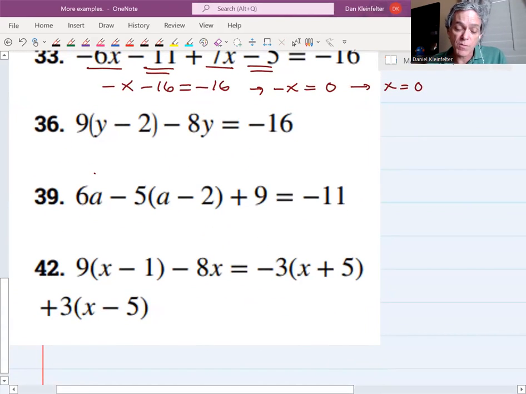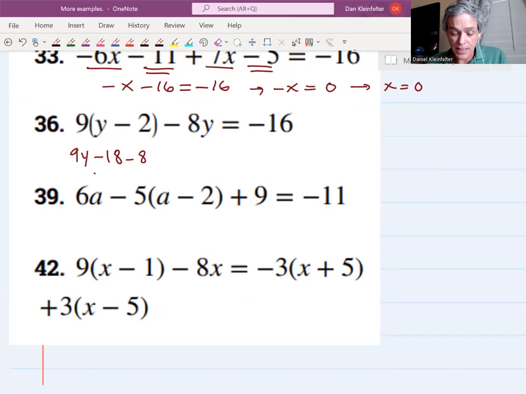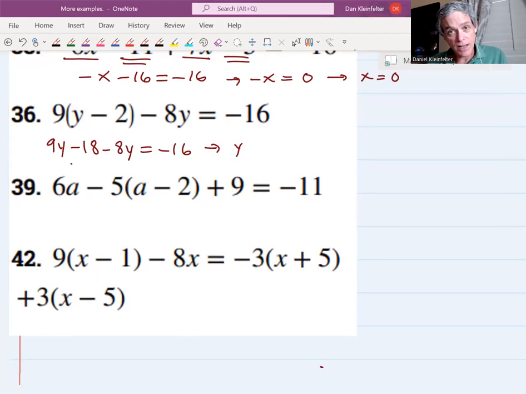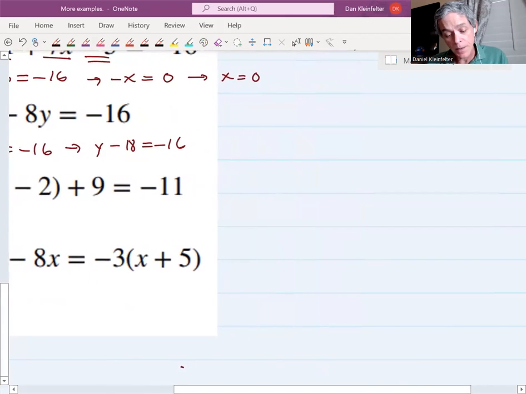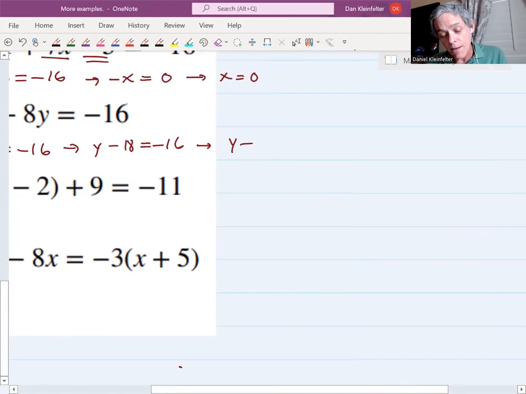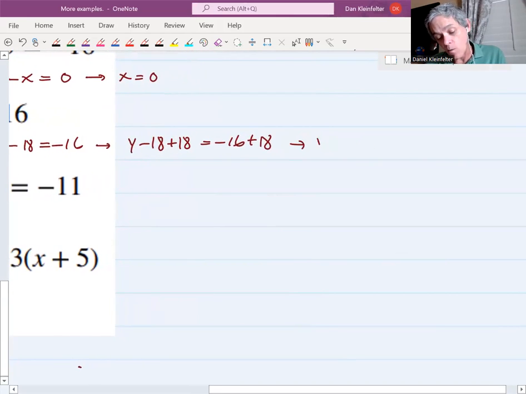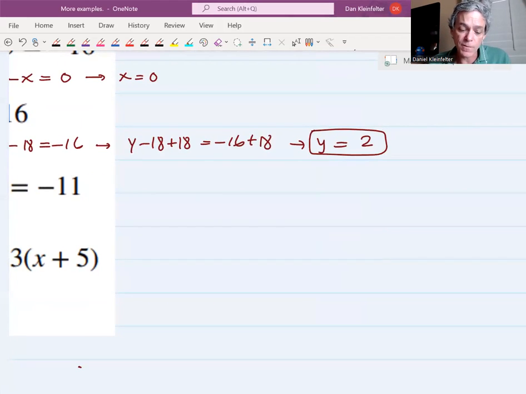Next, we're going to distribute to remove some parentheses. In 36, we'll have 9y minus 18 minus 8y. That's equal to negative 16. Combining terms, 9y minus 8y is a single y. And then we'll still have the minus 18 on the left. That's equal to negative 16. Then we're going to take our y minus 18 equaling negative 16 and add 18 to both sides. That will give us a single y on the left side and 2 on the right side. So our solution there is going to be 2.